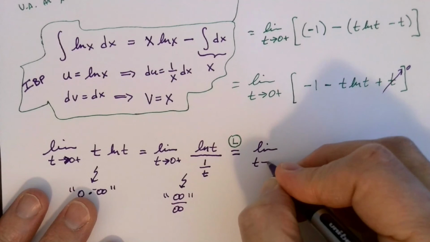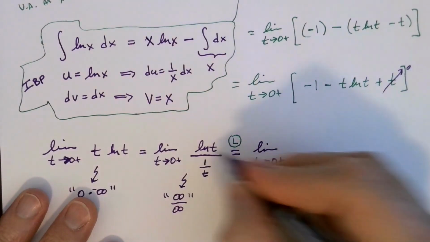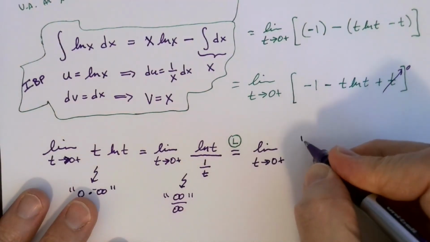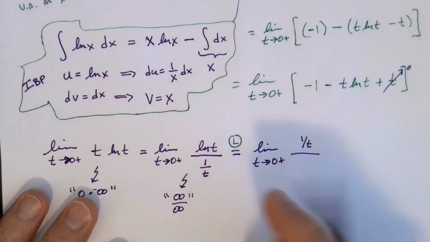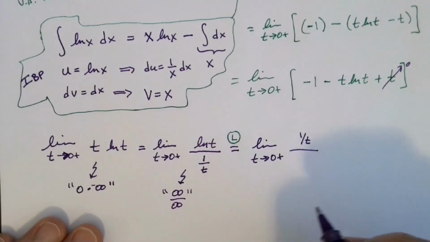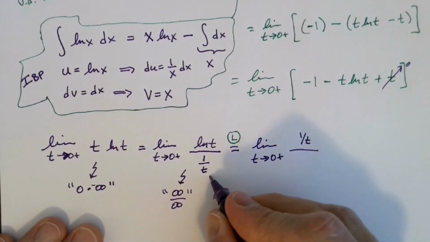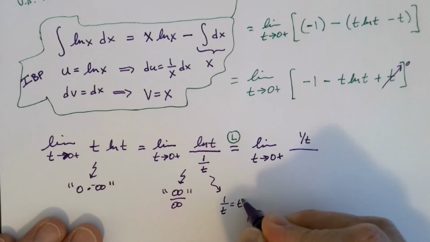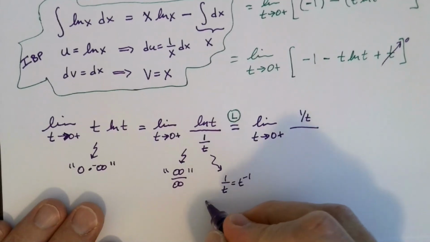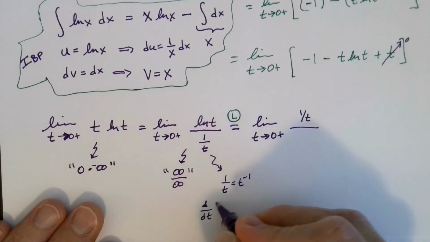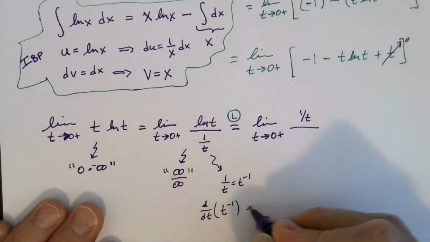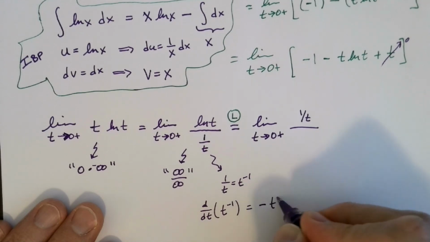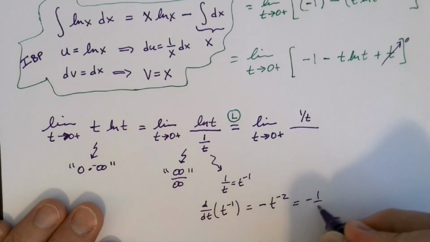I take the derivative of the top. What's the derivative of natural log of t? It's 1 over t. Over the derivative of the bottom. Now be careful here. What's the derivative of the bottom? 1 over t is equal to t to the negative 1. So remember, if I take the derivative with respect to t, we're not finding antiderivatives here. We bring the power down and subtract 1. So it's negative 1 over t squared.